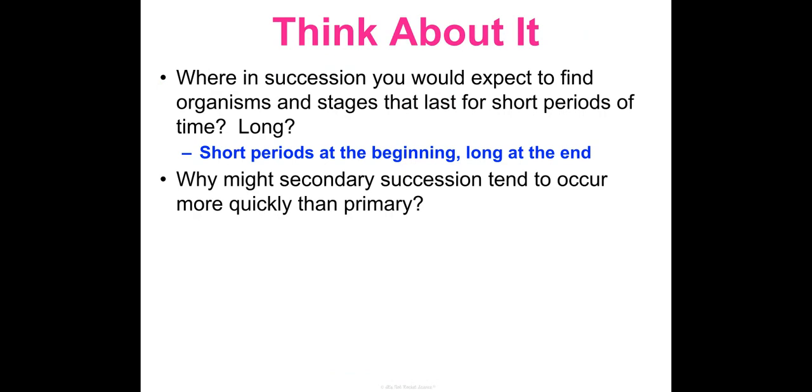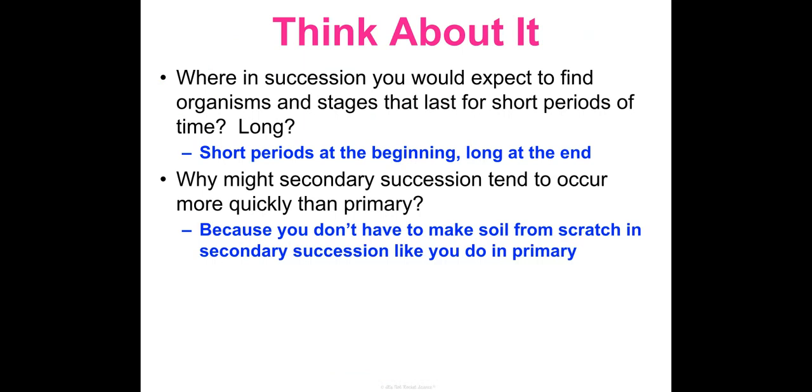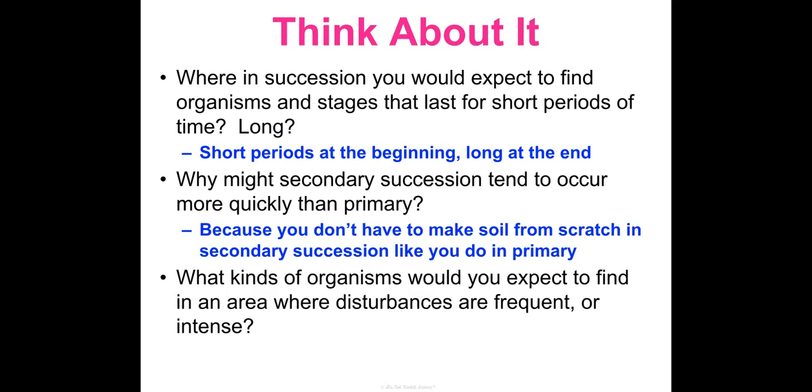Why might secondary succession tend to occur more quickly than primary? It's because of the soil. You don't have to make soil from scratch in secondary succession like you do in primary. Primary is like we're talking about sand and rocks. There's no soil for plants to grow. What kinds of organisms would you expect to find in an area where disturbances are frequent or intense? Probably grass, right? Also lichen and moss.